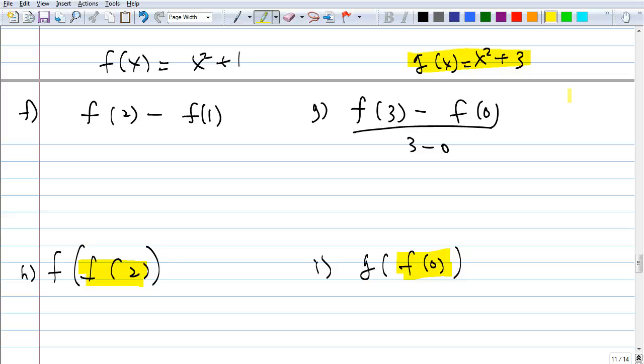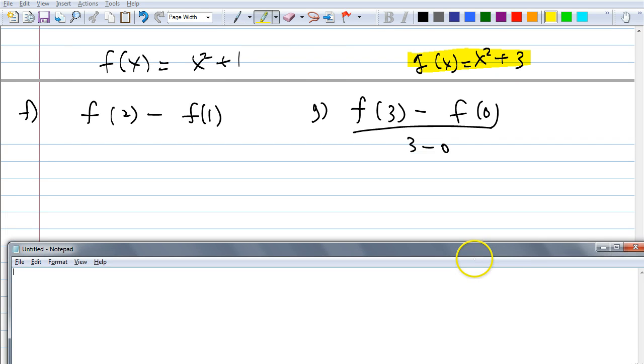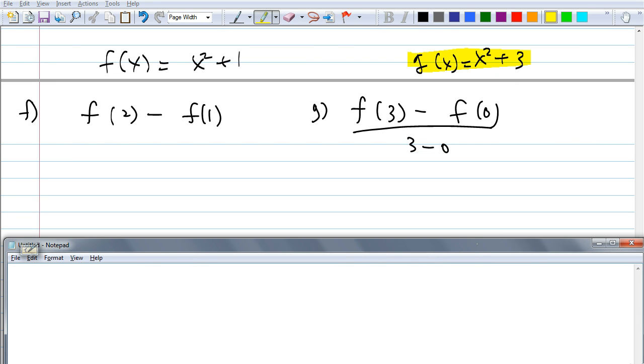So what if I gave you this, class? Let me step it up a little bit and ask you these. F says f of 2 minus f of 1. G says f of 3 minus f of 0 over 3 minus 0. H says f of f of 2. I says g of f of 0. Go ahead, let me see if you really understood. Try f and g first. We'll do the other two later.